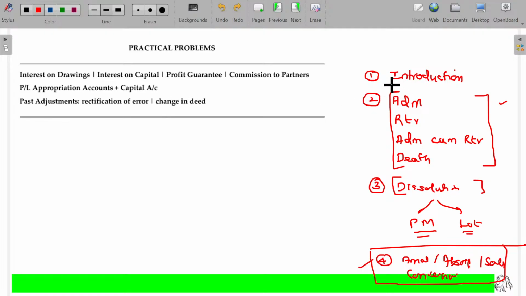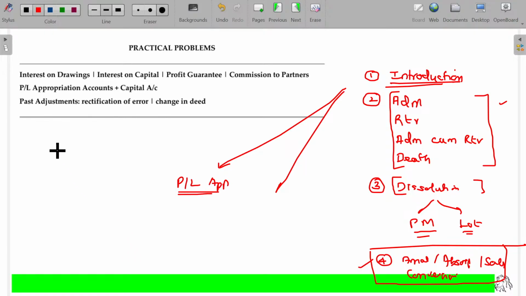Right. In case of introduction, what are the things that are going to be studied here? Predominantly in introduction, you have to understand how to appropriate the profit earned by the partnership firm, by preparing the P&L appropriation account. In your final accounts, you prepare trading account, P&L account, and directly you will go for the balance sheet in case of a sole trade business. But in case of partnership business, whatever net profit we found out is going to be shared among the various partners. That will be called the P&L appropriation account. So the profit earned will be appropriated to various partners.